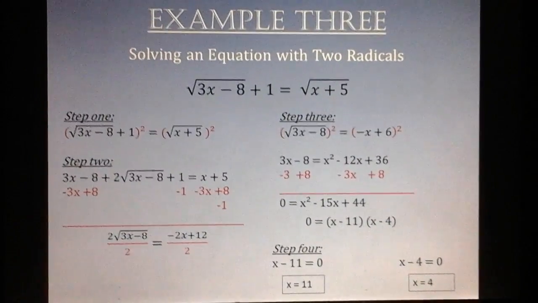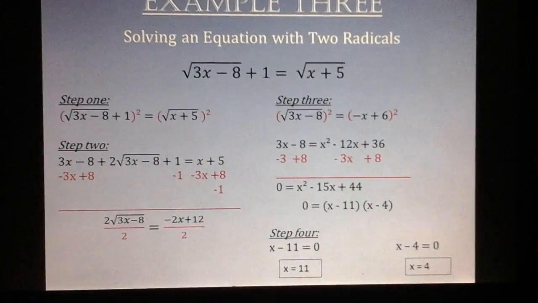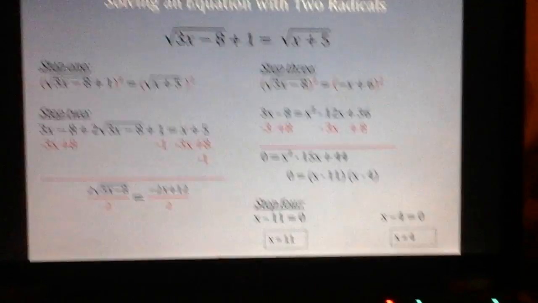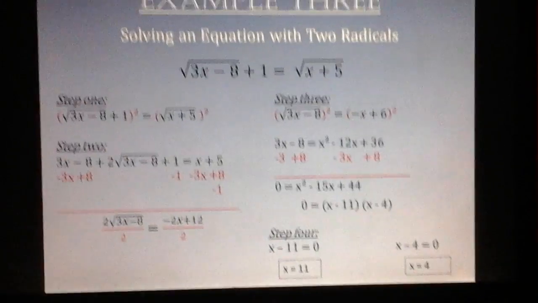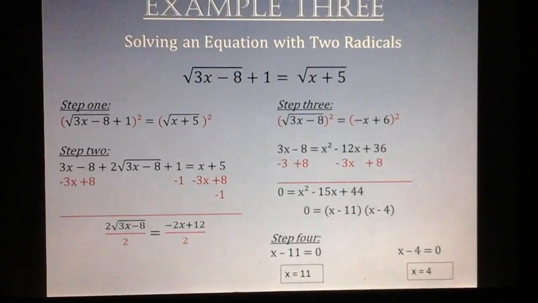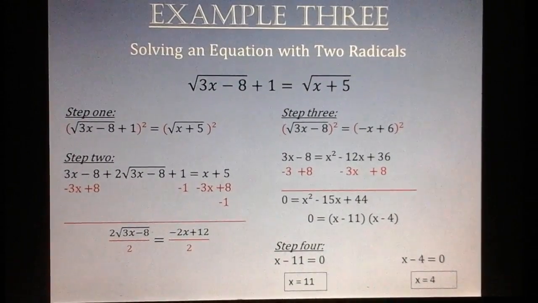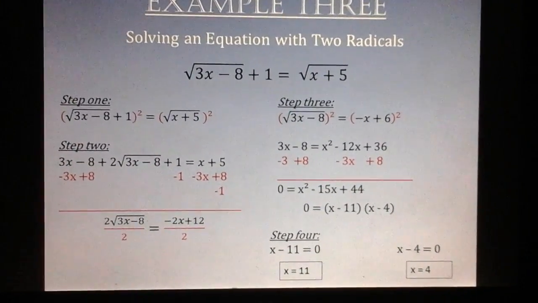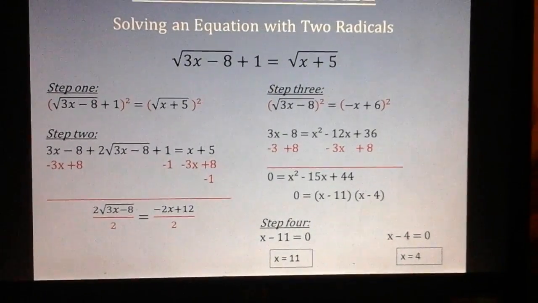Then you would square both sides again to eliminate the radical, and you would get 3x minus 8 equals x squared minus 12x plus 36. So you would subtract 3x and add 8 to both sides to get 0 equals x squared minus 15x plus 44. You would factor that to get x minus 11 and x minus 4. You would get the zeros for both, so x would equal 11, and x would also equal 4.